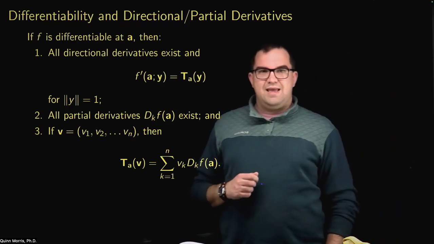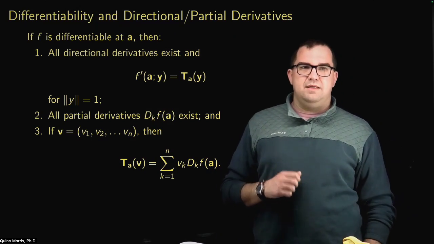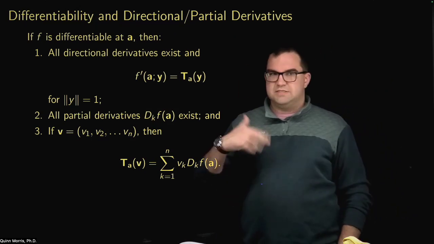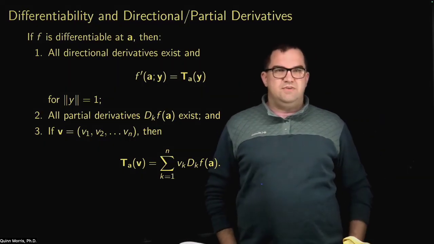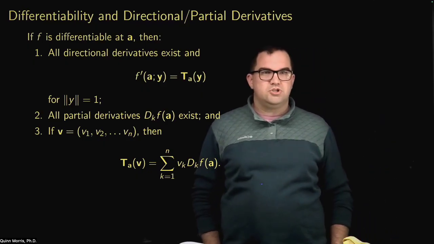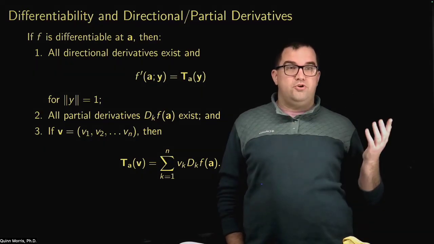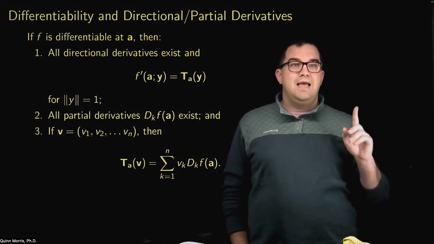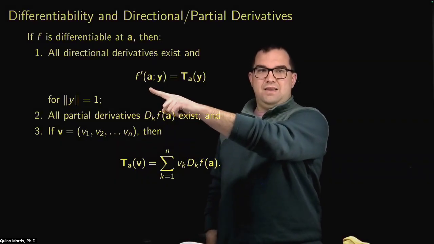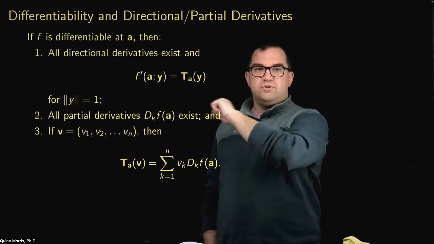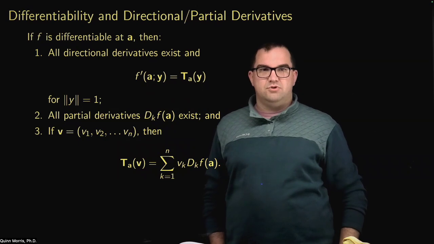So in order to understand that, we want to prove the following theorem. And this looks like a lot, and we'll actually see that some of it is just a consequence of previous parts. So let's assume f is differentiable at a. Then we want to show the following three things. The first is that if our function is differentiable, then all the directional derivatives exist, and the derivative of f at a with respect to y is equal to this linear transformation applied to y.